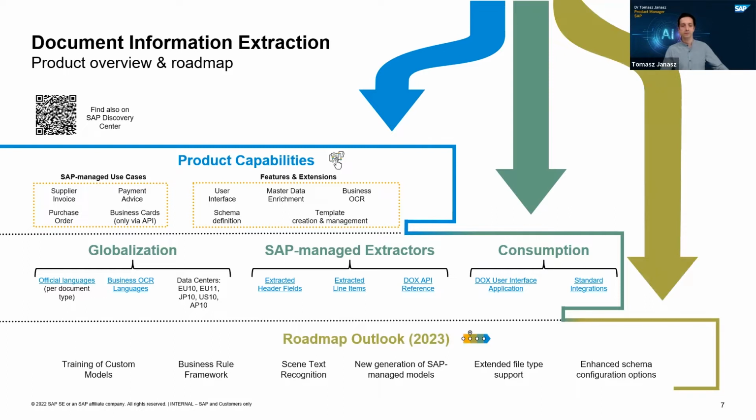Okay, let me also focus a little bit on the roadmap outlook for this particular product for 2023. The main focus of our development will lie in providing training capabilities for custom models. These training capabilities will allow you to provide your own data set, annotate the data set, label it, and then use this data set for training purposes on our infrastructure. With that, you'll get your own capabilities and possibilities to train your own models for your distinct use cases.